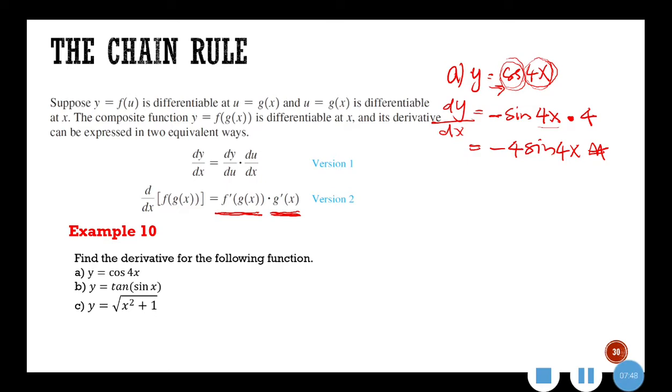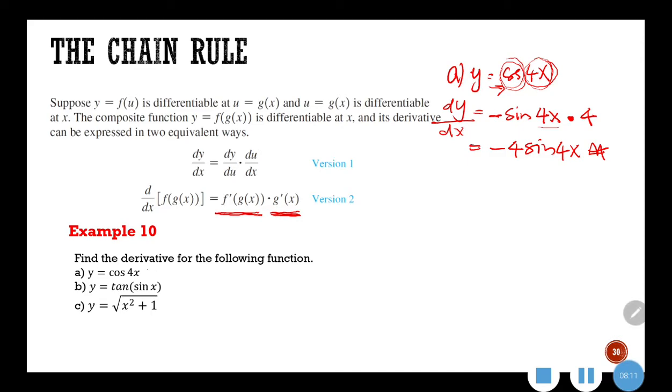Okay, kalau tanya saya, I would prefer version 2, because it's really straightforward. Tapi you have to be careful. Maknanya you have to differentiate from the left. Okay, tengok apa function, straightly differentiate. Lepas tu, copy whatever inside that you have. Then differentiate apa yang you copy tadi tu, with respect to x as well.